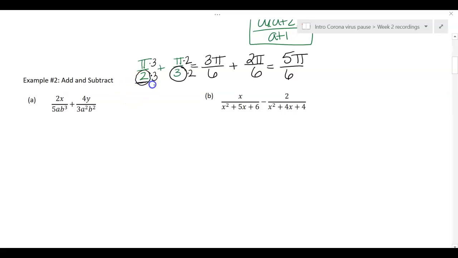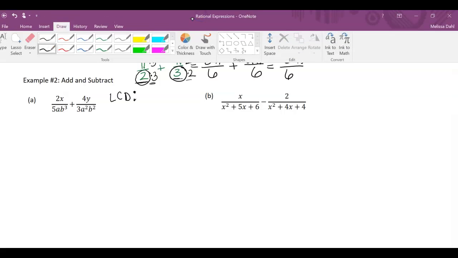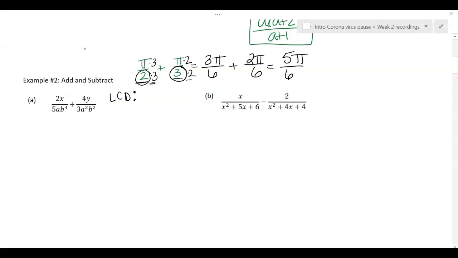That process is going to stay the same here. It's just that your factors, instead of being numbers like 2 and 3, are going to be a little bit more complicated, okay? So one of the big things here is going to be to identify what really is the least common denominator. And we're going to do that by looking at each of the denominators individually and then deciding what they have in common.